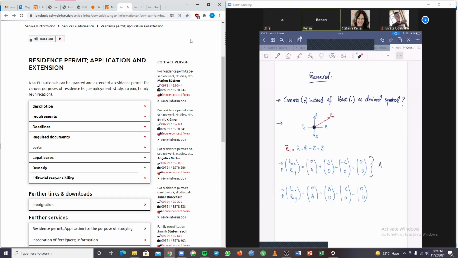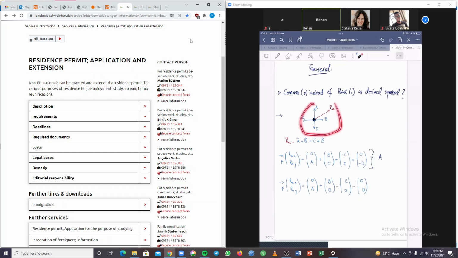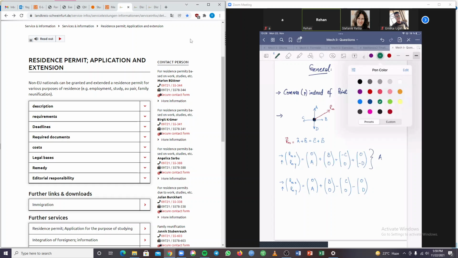So these are very general questions. First of all, can we use a comma instead of a point in decimal symbols? You mean for the... because it's in English, it's a point. So we do have to. Okay. All right. And secondly, if for example this is a system, how would the equations look like, as I've written in A, or like B? No, the first version, A, is correct.